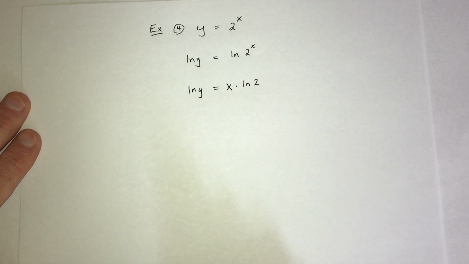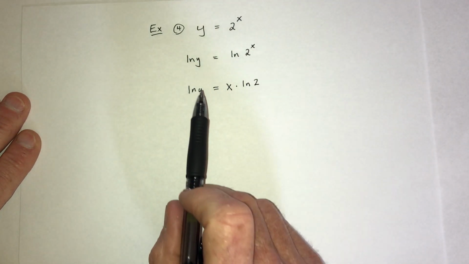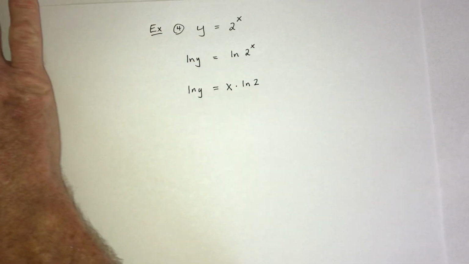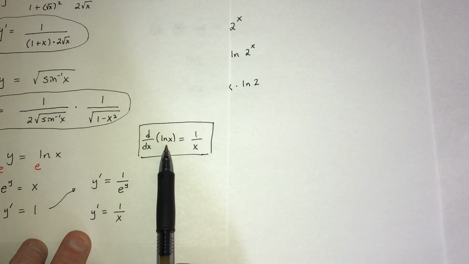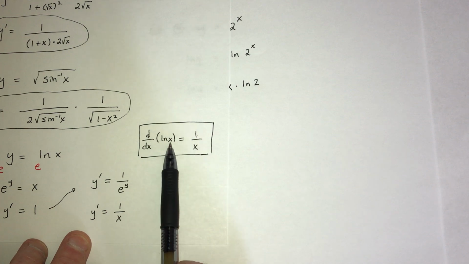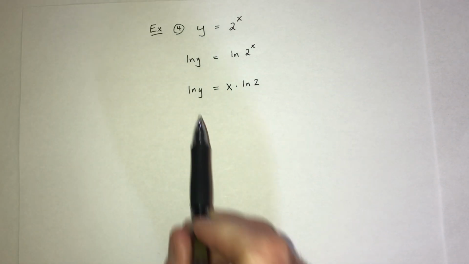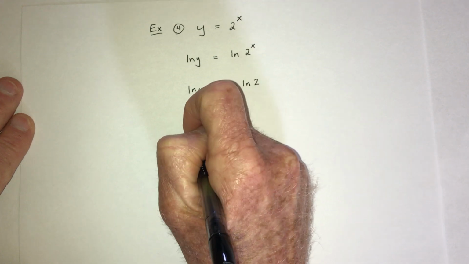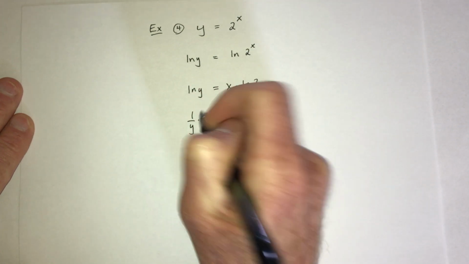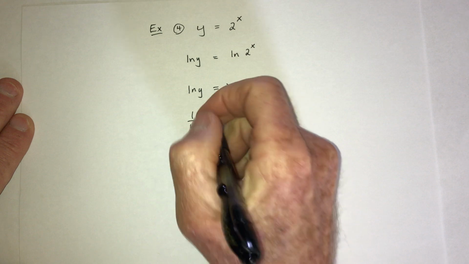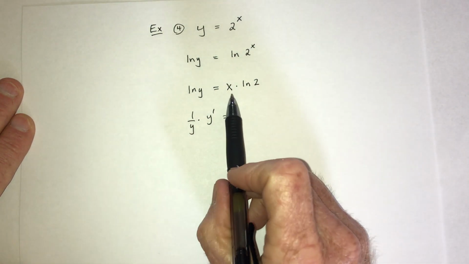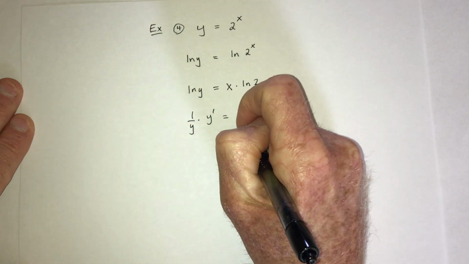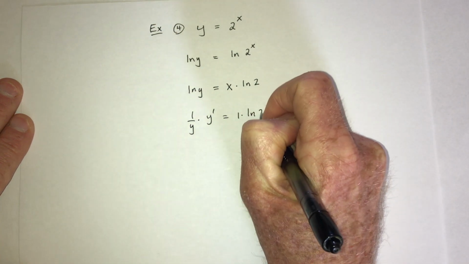Now the calculus part. Take the derivative. Okay, so as I just covered, the derivative for the natural log function will be 1 divided by whatever's in the natural log function, or the argument. So the derivative of natural log of y will be 1 over y. Then do the chain rule. Take the derivative of y, that's y prime. On the right side, take the derivative of x, so that would just be a 1 times the natural log of 2.